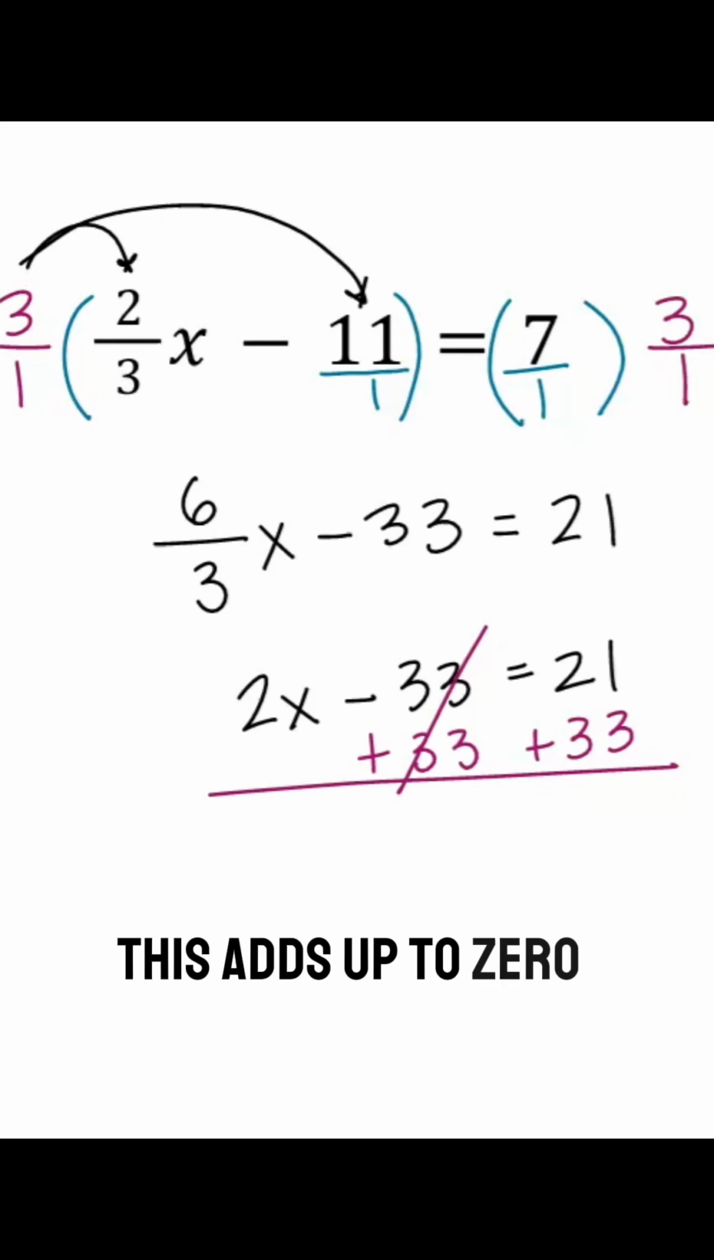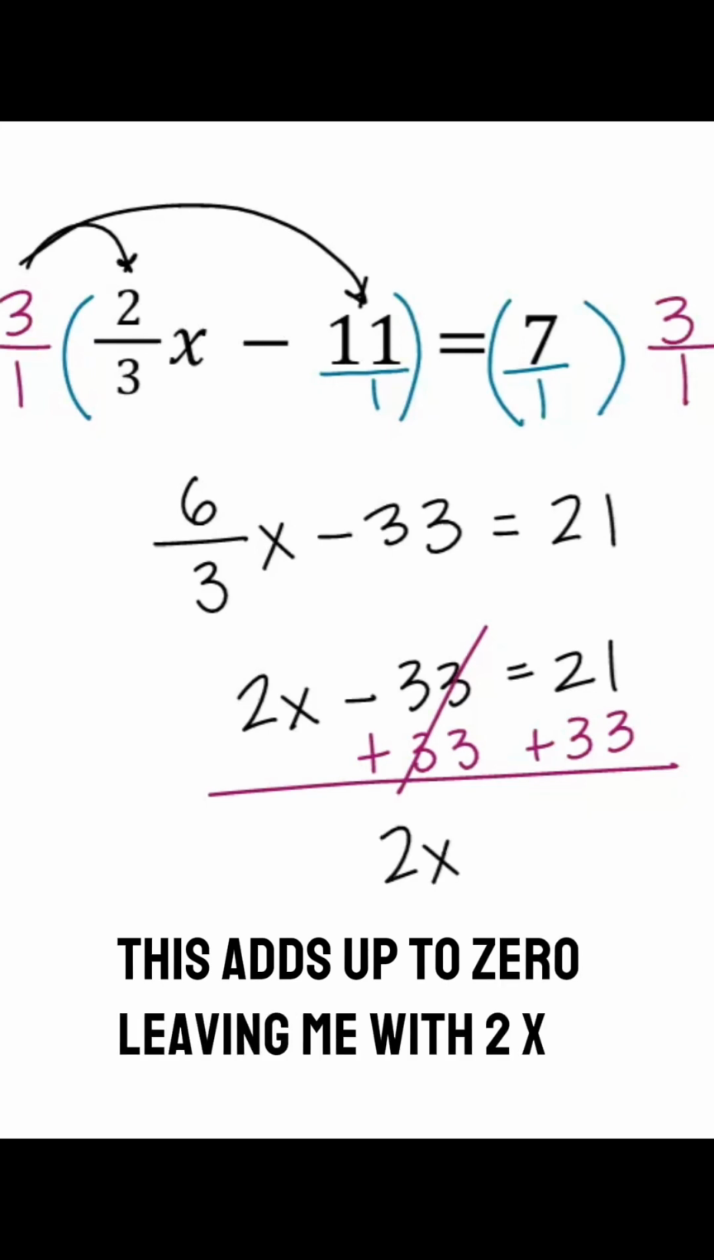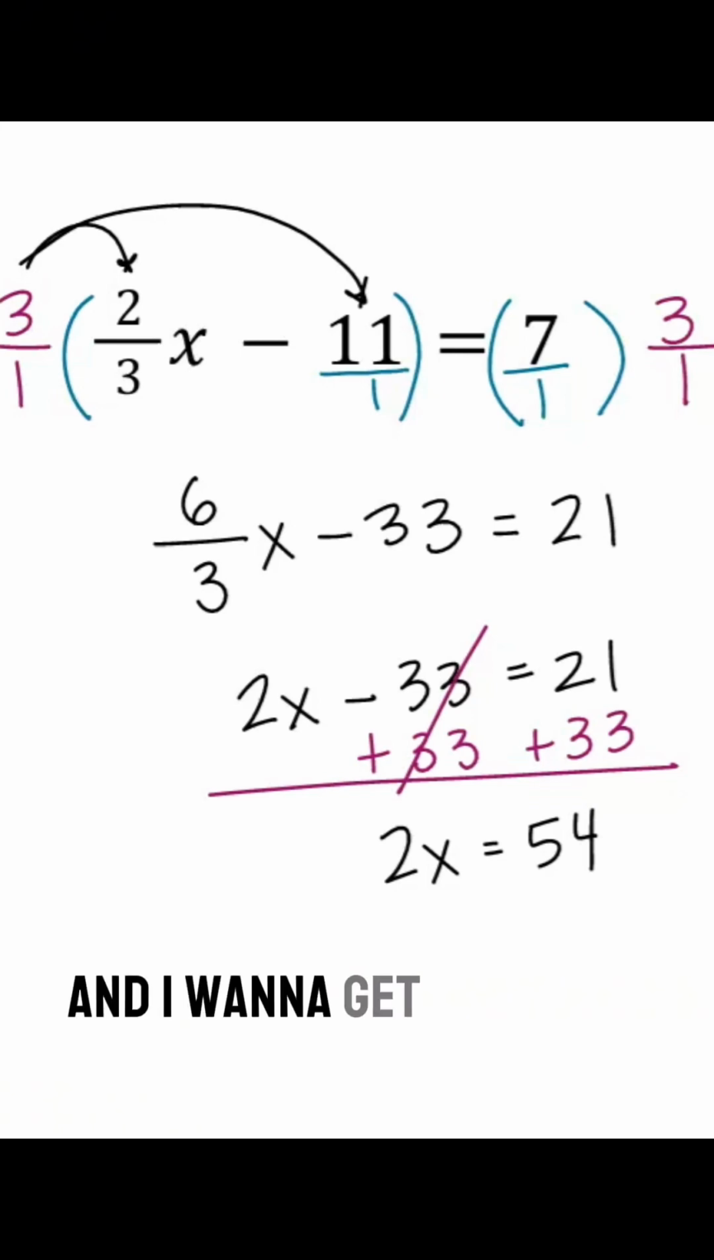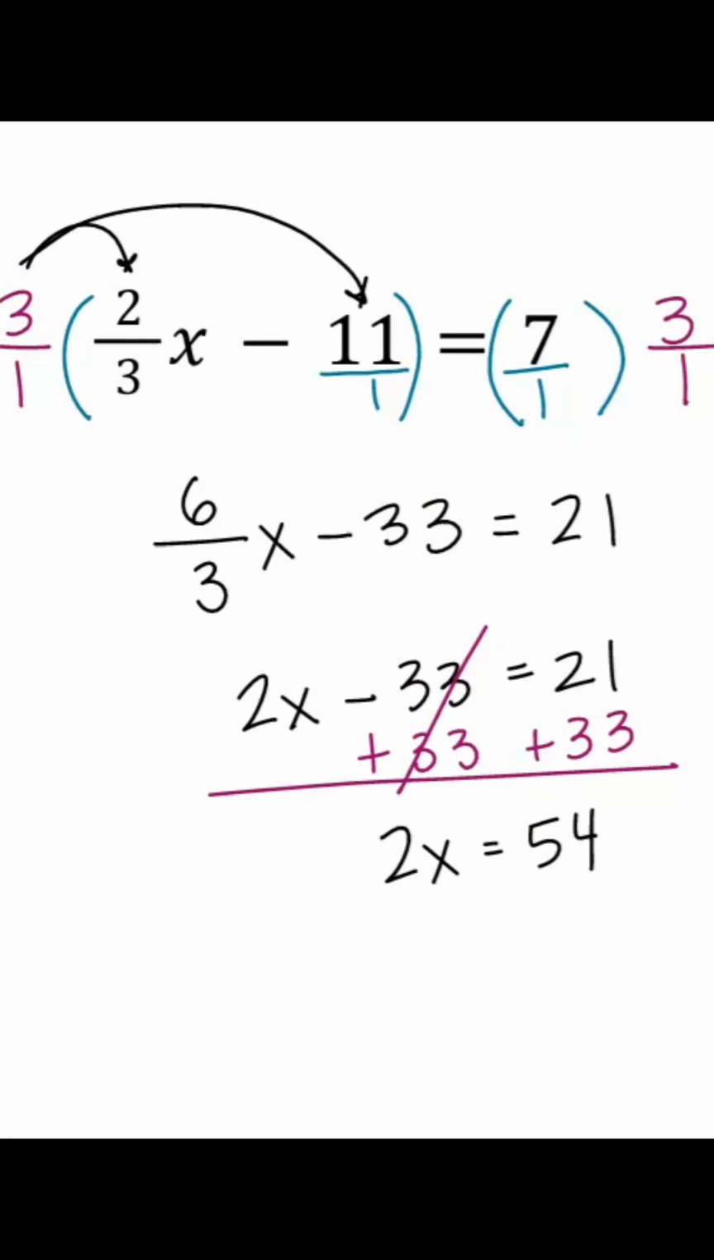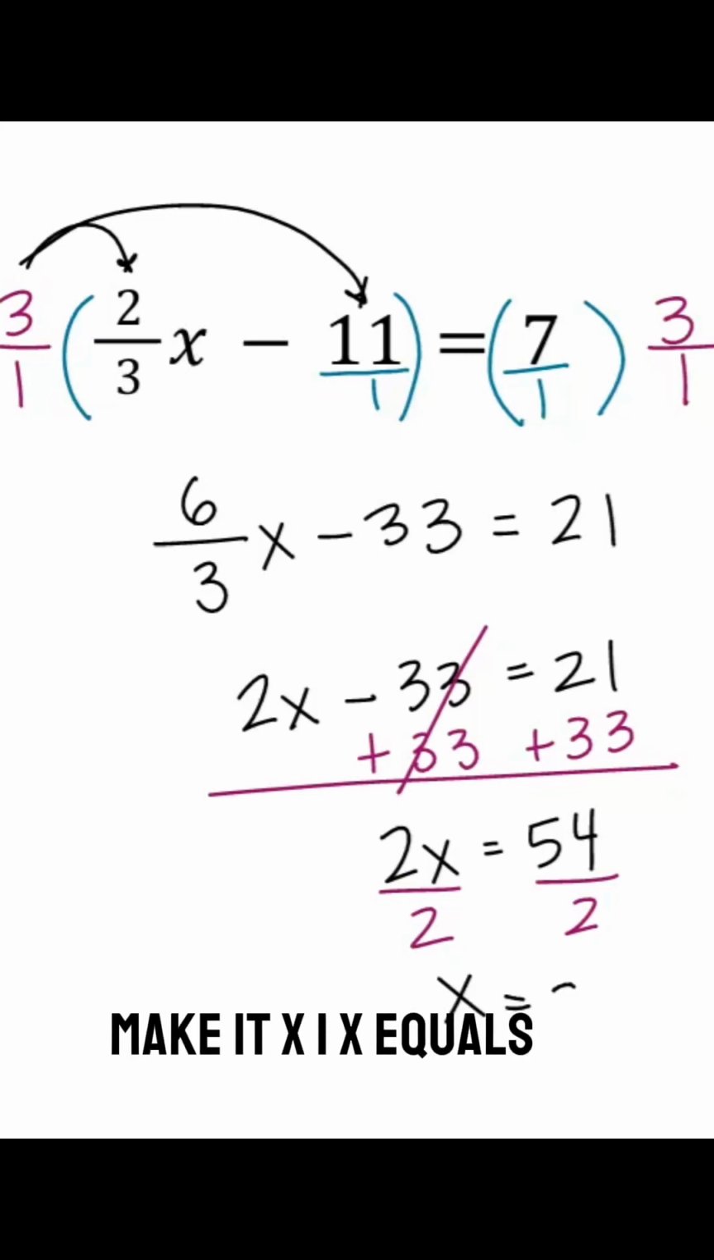This adds up to 0, leaving me with 2x equals 54. And I want to get the x all by itself, so I'm going to divide both sides by 2. And I get 1x equals 27.